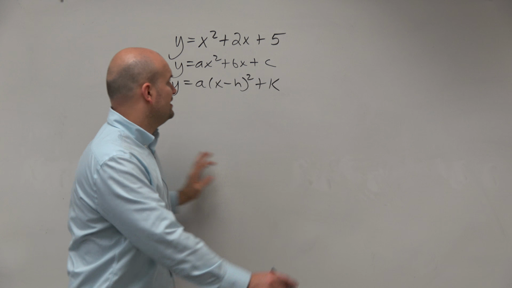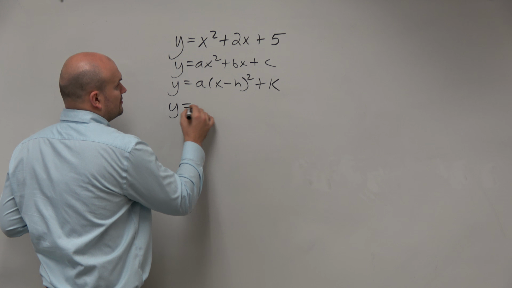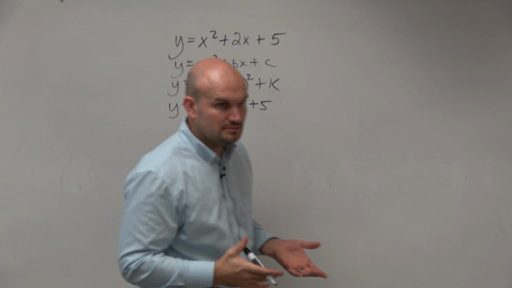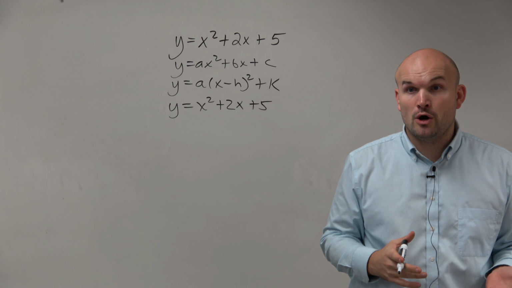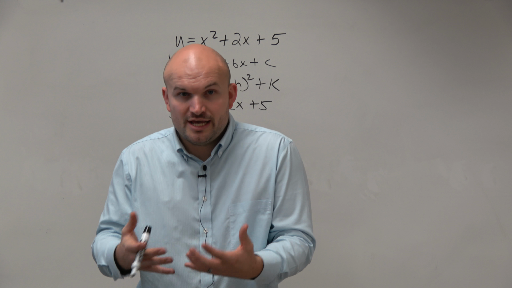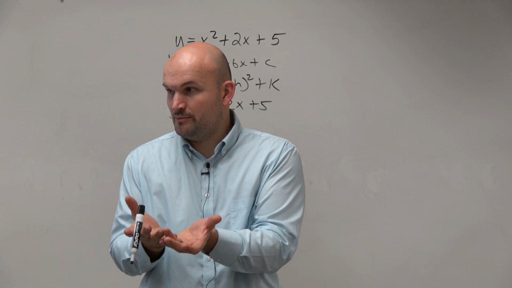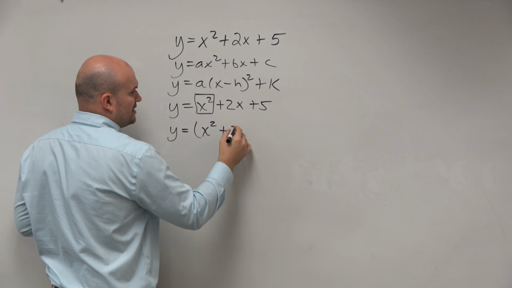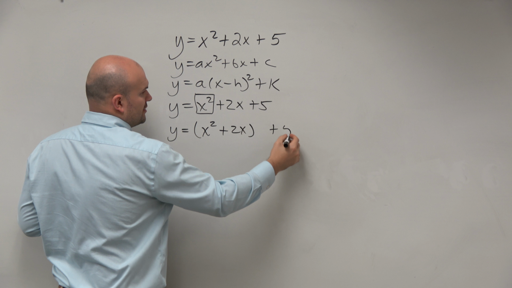Okay. Is this equation a perfect square trinomial? No, right? So the process of completing the square is actually creating a perfect square trinomial. There's a couple ways we can do this. First of all, x squared is good, though, right? This 5 is not good. So I'll keep x squared and 2x, but 5, you're going to go on the outside.